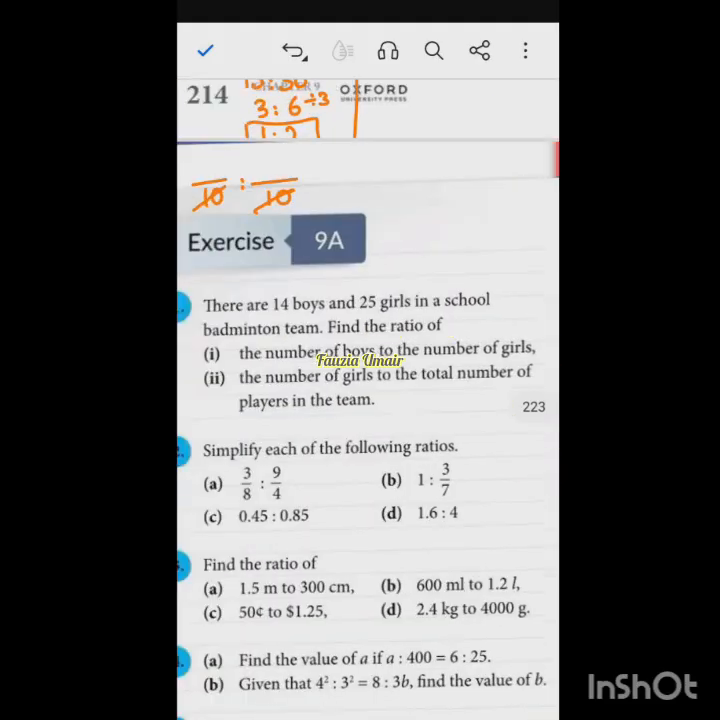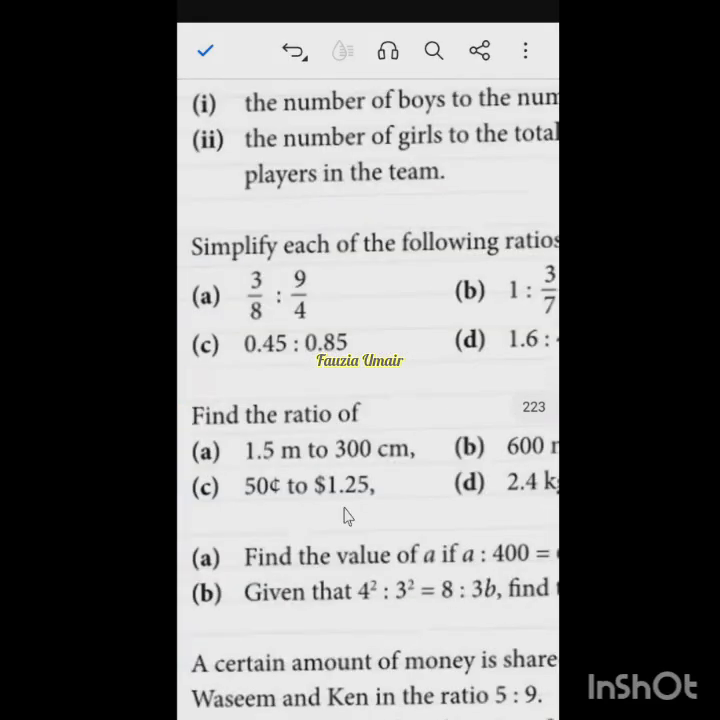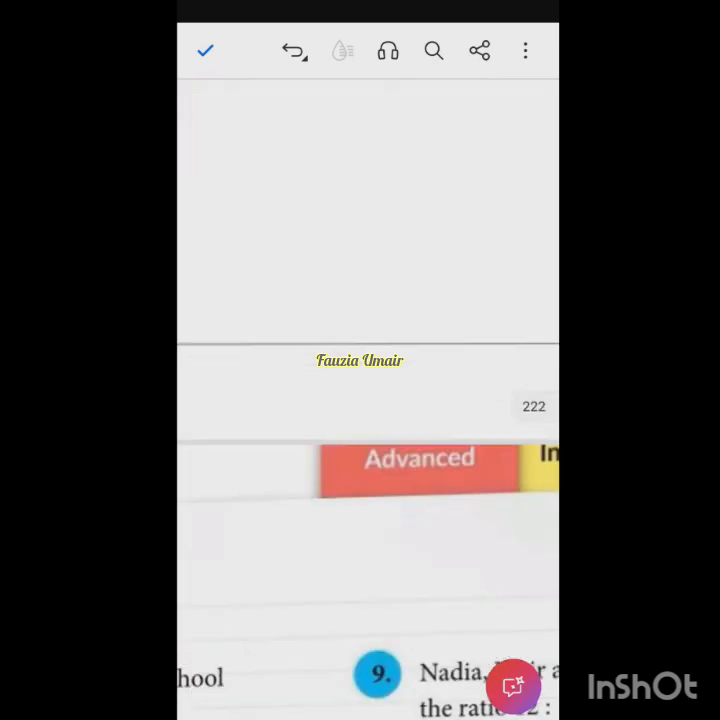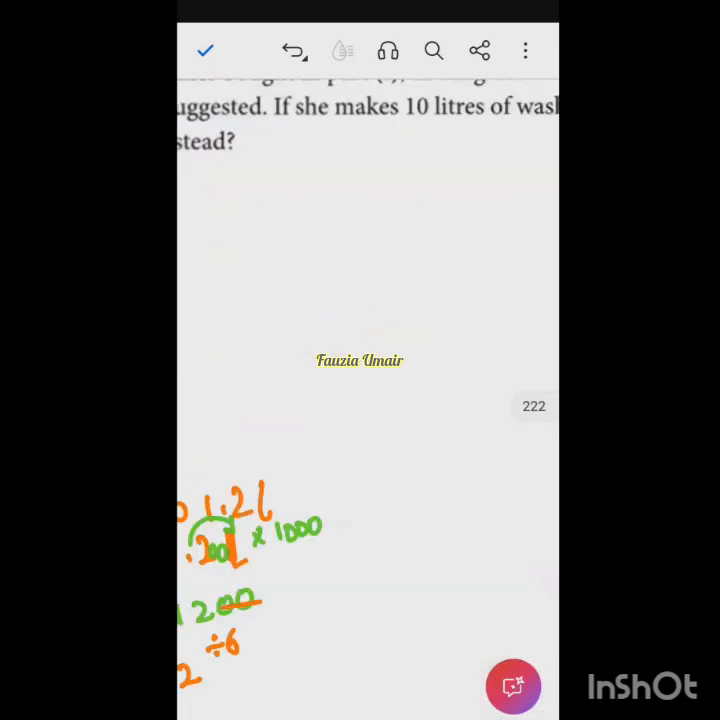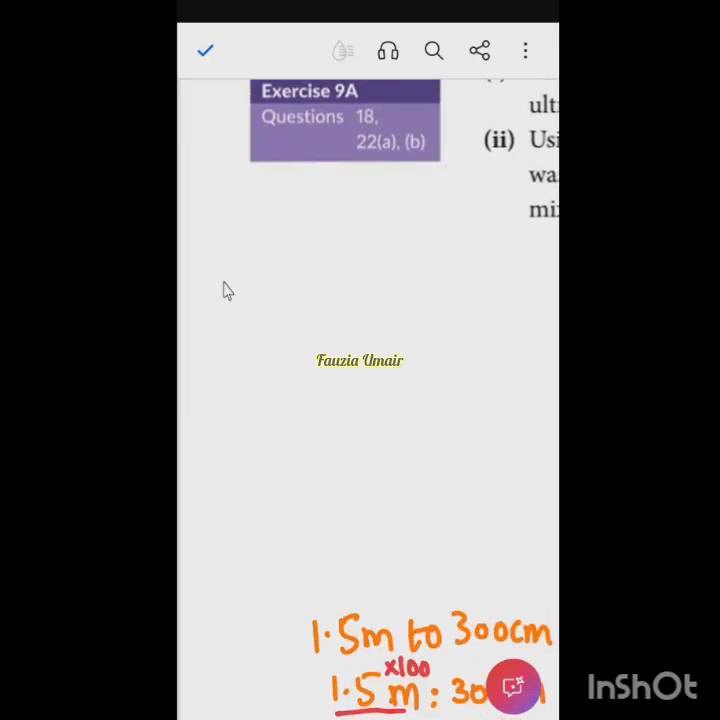So now the third question. The third question is 50. Can you tell me what this is? 50 what? 50 cents. Very good. 50 cents to $1.25. So let's solve it also. We can solve it here somewhere. 50 cents to $1.25.